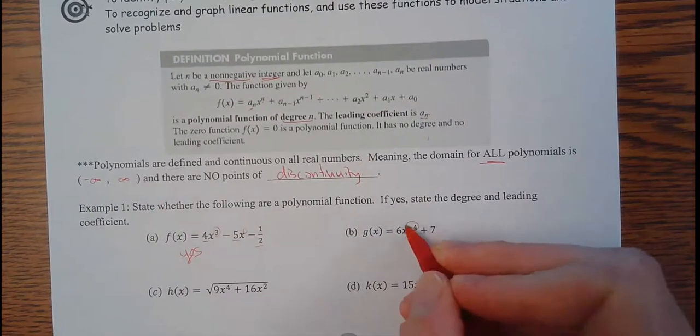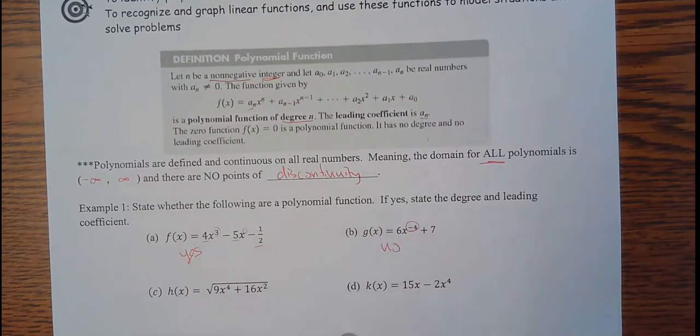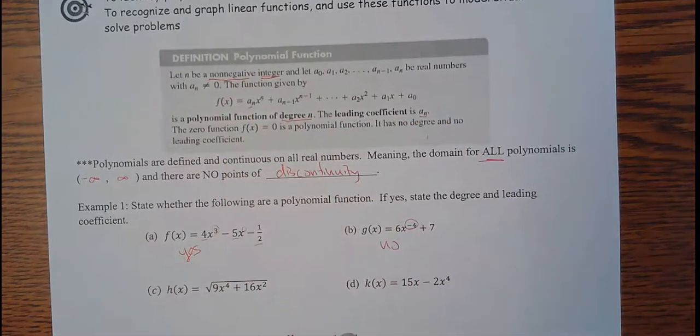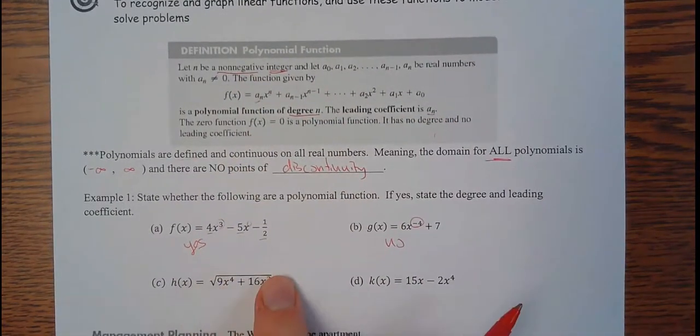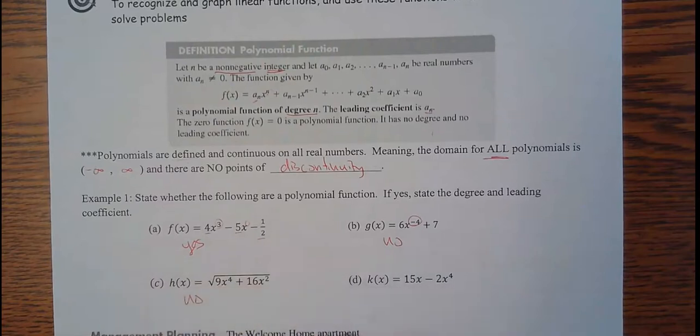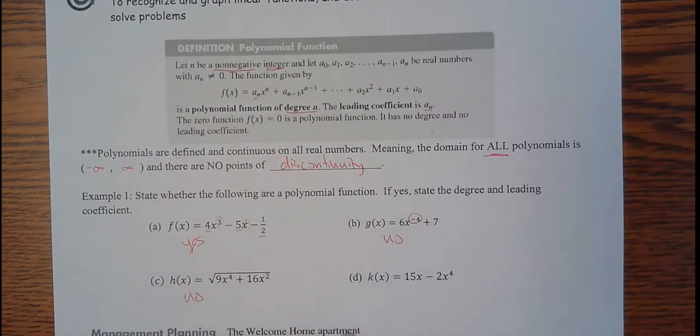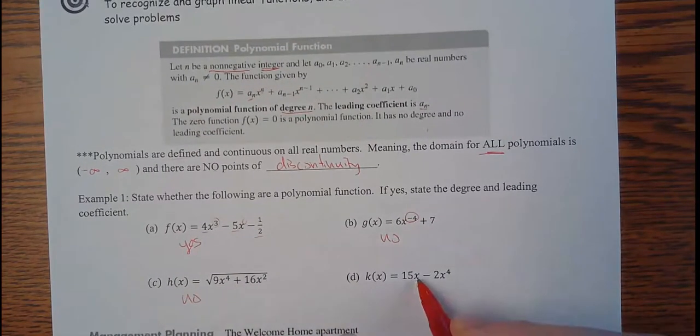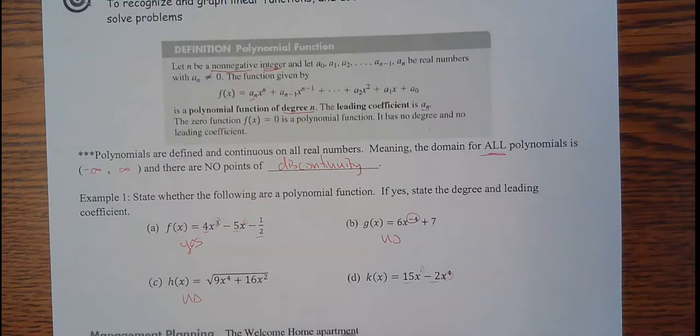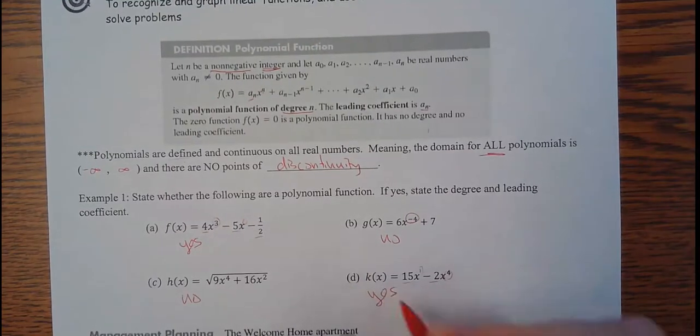This one right there, you've got a negative exponent. No, not allowed. It has to be non-negative. This one here, the whole thing's being square rooted. So no, not a polynomial. Here, I do have a real number, and the exponent, which is a 1. Should have mentioned that's a 1 up there. And then this exponent, those are non-negative integers, so that's a yes.